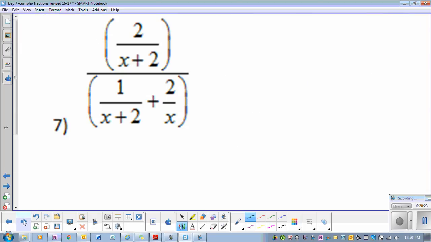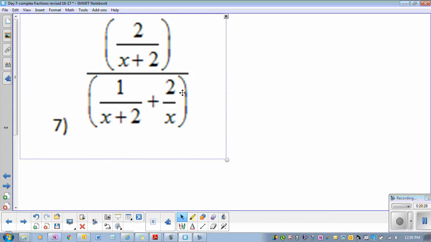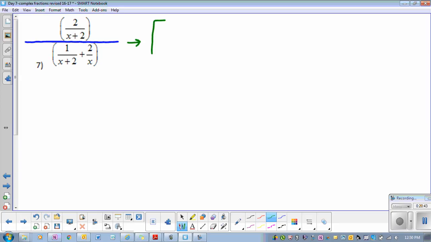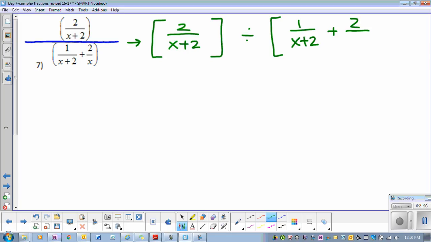Okay, so this one. These are all so big the way they have it. Okay, there we go. All right. Up on top, guys, first of all, I need to draw my line just a little bit longer. And up on top, I really don't have much going on there. It's just 2 over x plus 2. Yes? Divided by, I have some stuff going on in the denominator. I need to add those fractions. 1 over x plus 2 plus 2 over x. Yes?